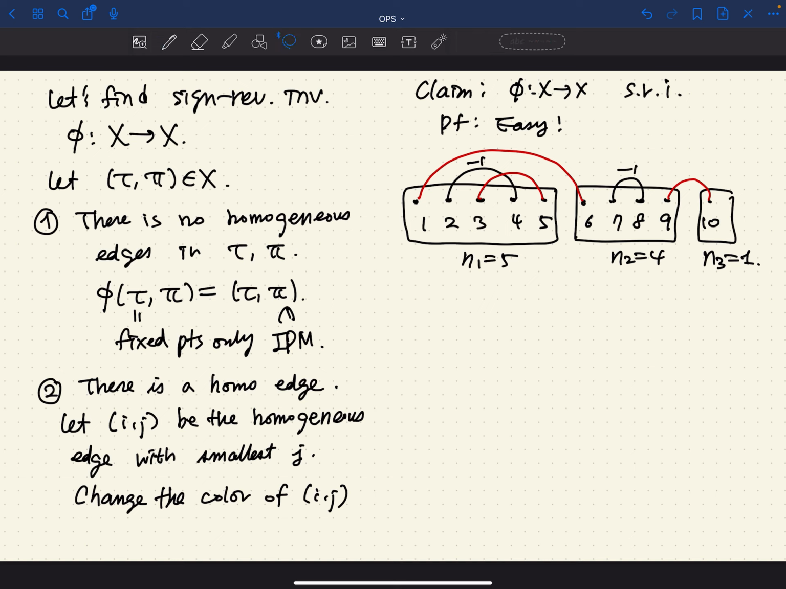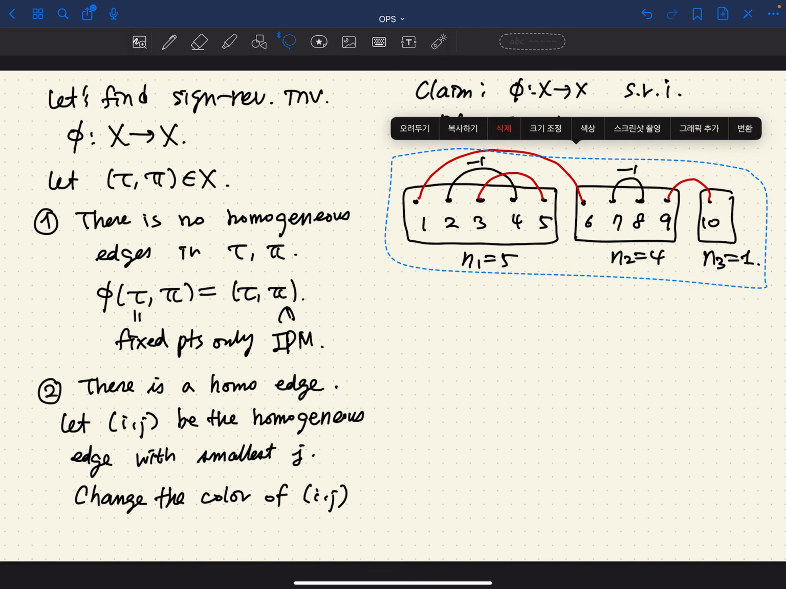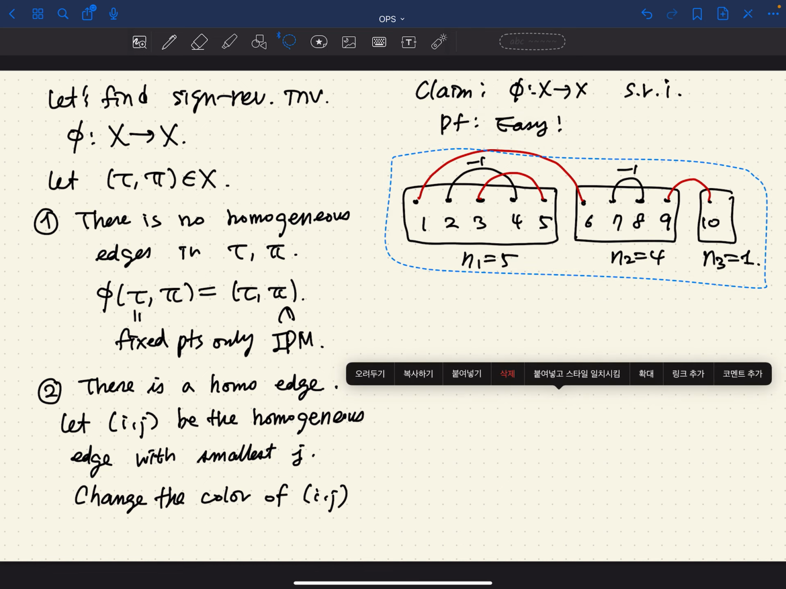And in this case, there are some homogeneous edges, so we can cancel, or we find what is the smallest, or what is the leftmost, the homogeneous edge with smallest j. There are 1, 2, 3 homogeneous edges, but this has the smallest j. So we will change the color of this, then we get this.